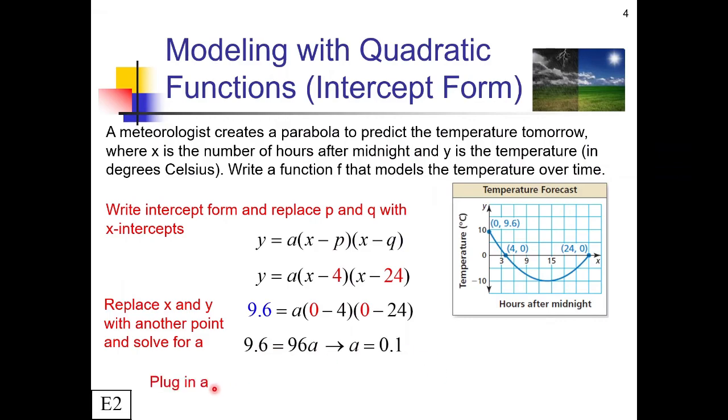Plugging that back in now to get our final answer, we have y equals 0.1 or 1/10 times (x minus 4)(x minus 24).